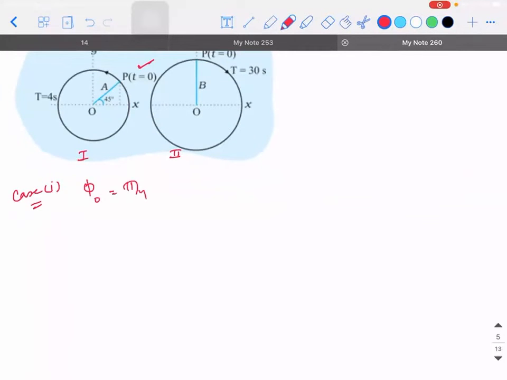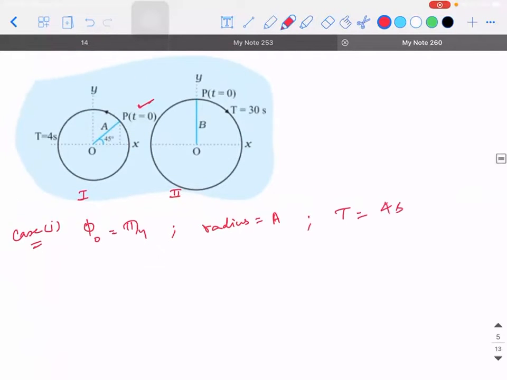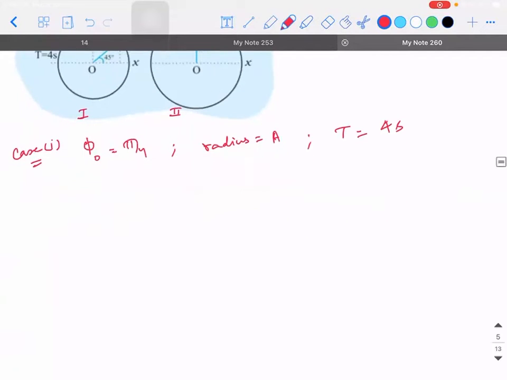Let's collect all the data. Radius is equal to amplitude, right? Time period is how much? That also they have given. It is 4 seconds. And the particle is revolving in anti-clockwise direction. Let's say its angular velocity is omega. Now they are expecting us to write the expression for x direction.